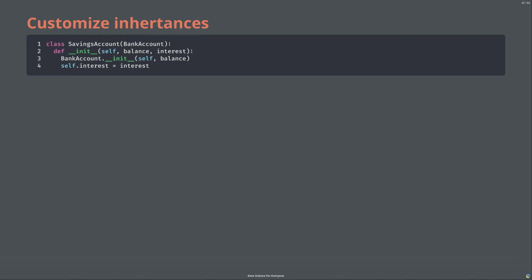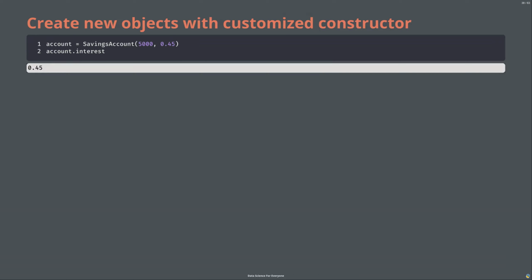This works because the child class object is also treated as an instance of the parent class in Python. After that, we can add any extra arguments as we need. It's not mandatory to call the parent's constructor from the child class, but in practice we usually will because it helps us reuse the parent's setup logic. Now let's create a savings account object. We provide a balance and an interest rate and can access these attributes as usual.